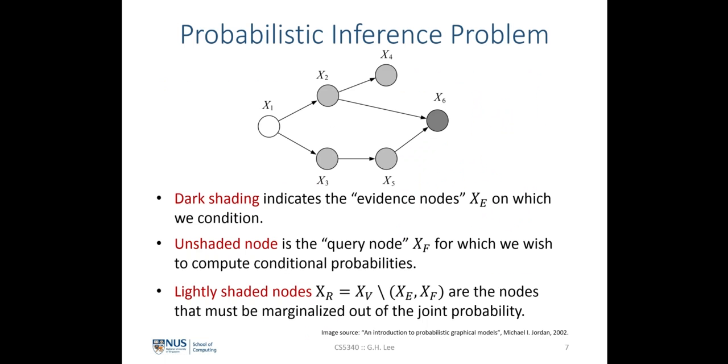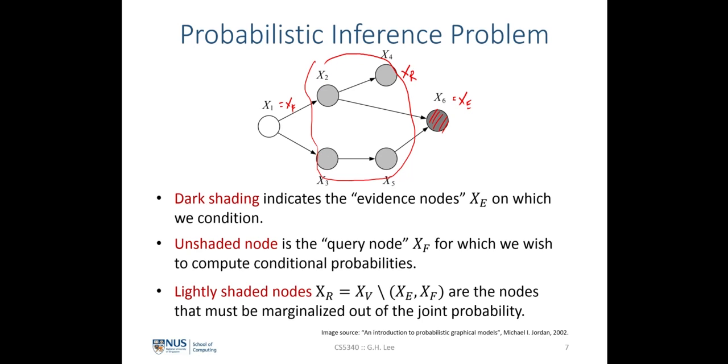Now this figure shows an example of a graphical model where we can let X6 be our evidence node, or XE, and we can let X1 be our query node, which we denote as XF. Hence all the rest of the nodes, which are X2, X3, X4 and X5, belong to the nuisance random variables, which we collectively call XR. We will use dark shading to represent the observed random variable, and in this case we use an unshaded node to represent the query node, and we will use lightly shaded nodes to represent all the other nuisance variables in the graph.